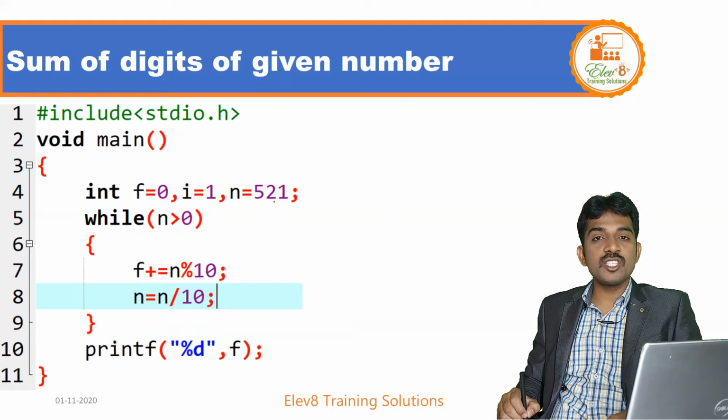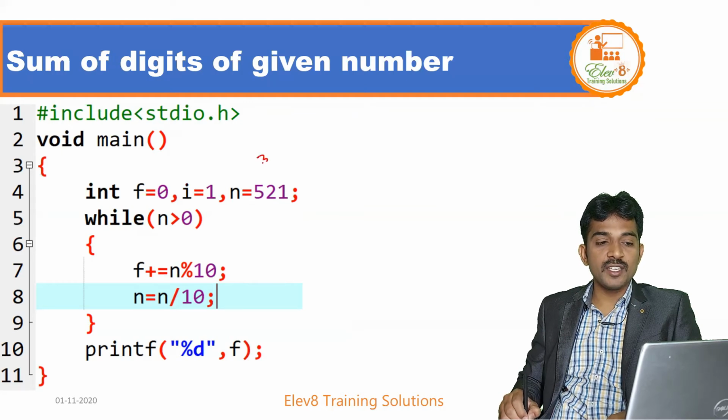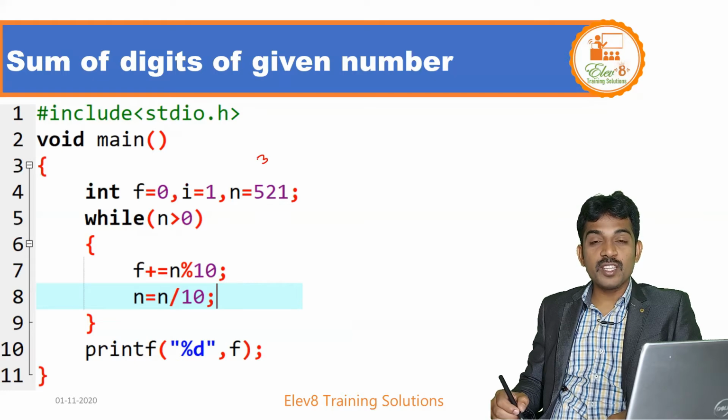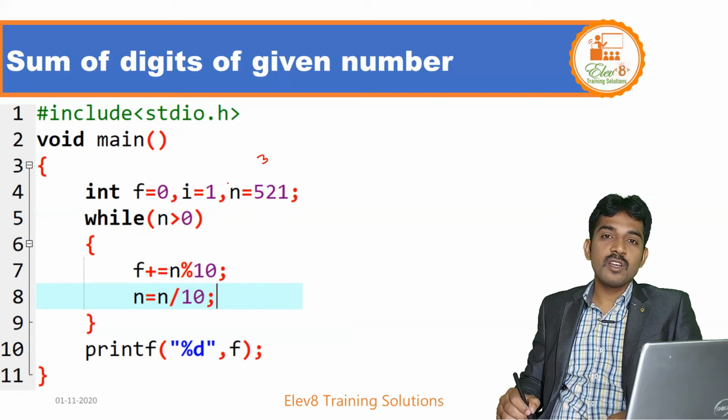I don't know how many digits are in the given number, because if you take 521, the number is 521, but the digits are only 3. How do you know the digits? So it is not possible to find how many digits a given number has. So it's indefinite. For those situations, you go for the while loop.